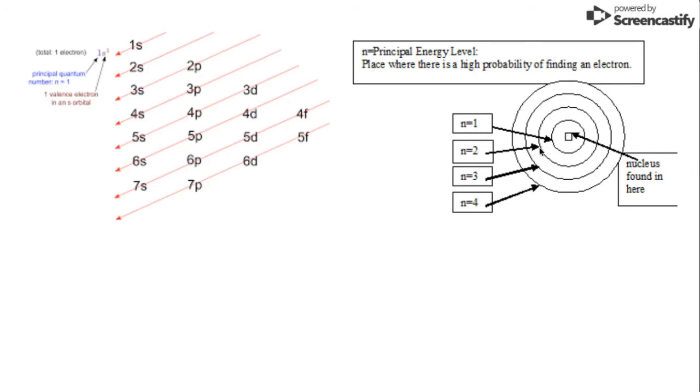This diagram just shows those principal energy levels, which we label with n. Here's n equals 1, 2, 3, and 4. Remember, those orbitals are where there is a high probability of finding an electron.